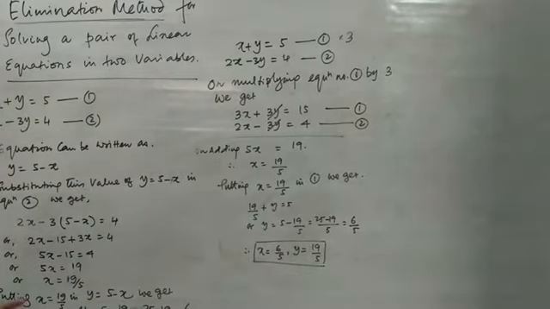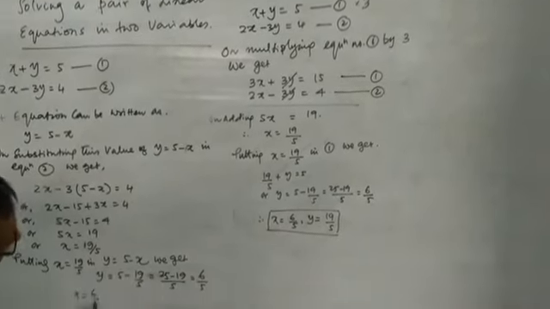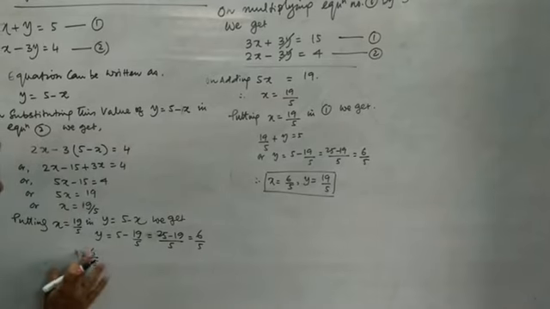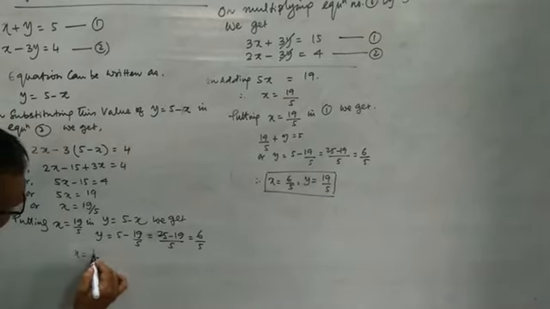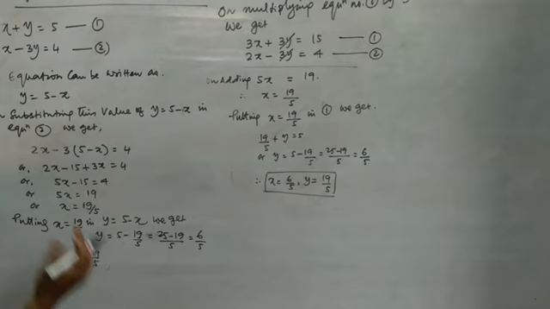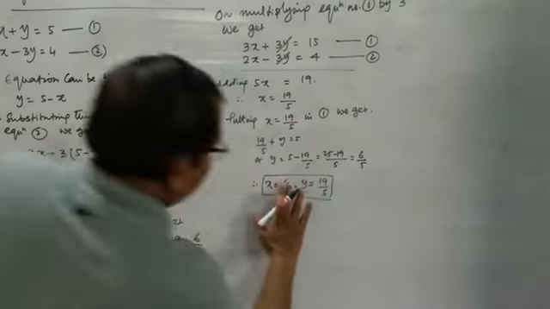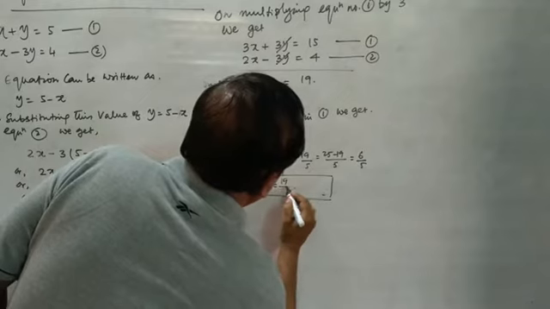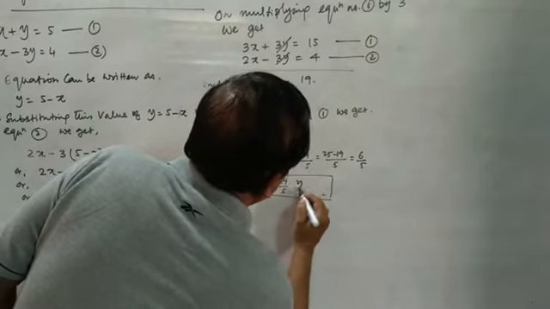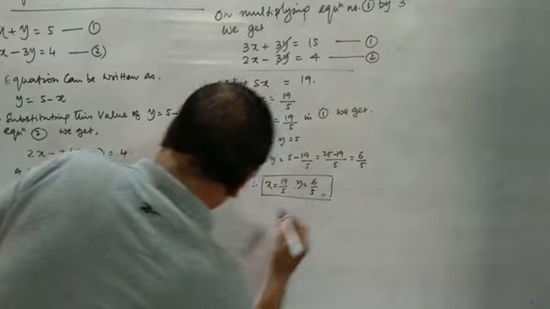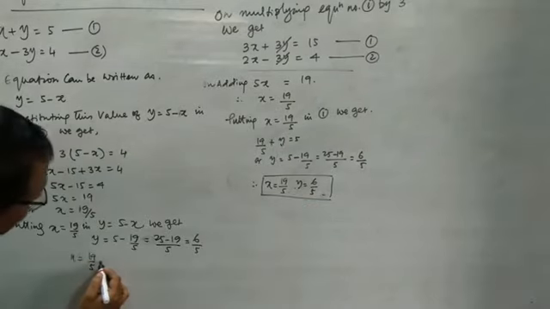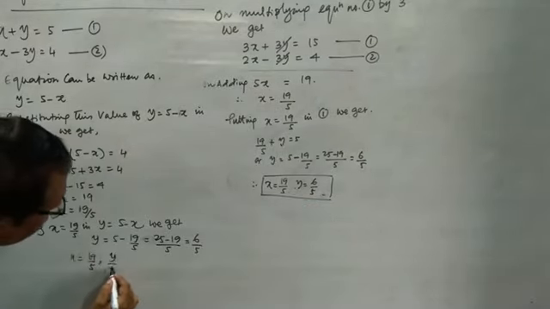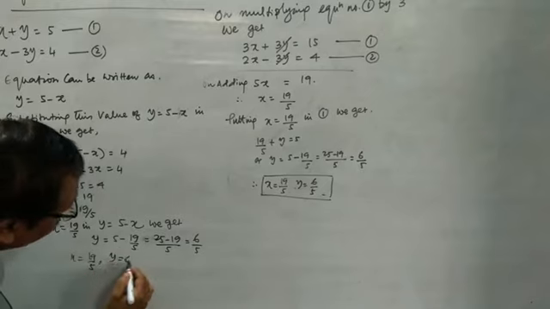So this is by substitution method. We are getting x equals 6 by 5 and y equals 19 by 5. I have written just the opposite thing. X equals 19 by 5 and y equals 6 by 5.